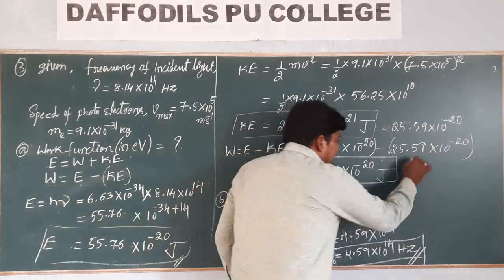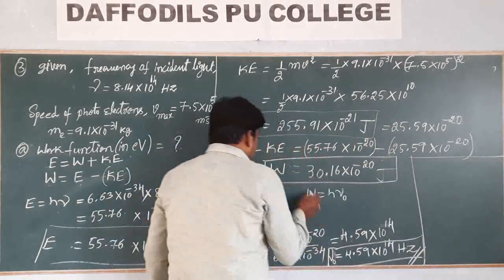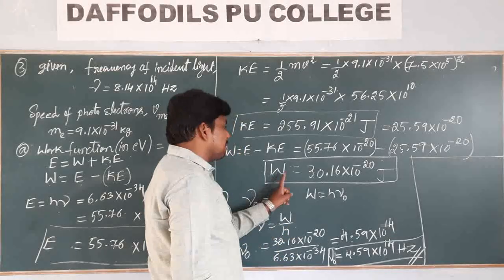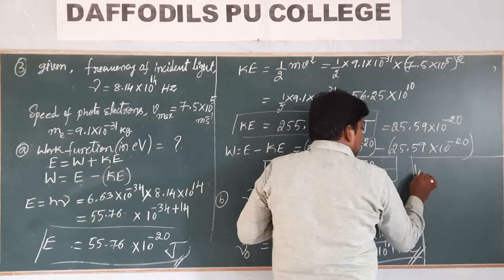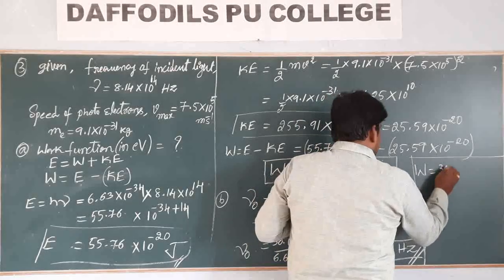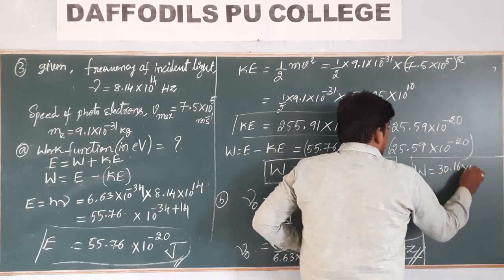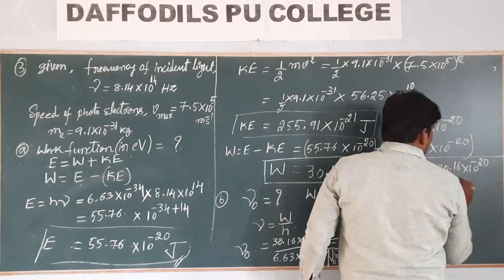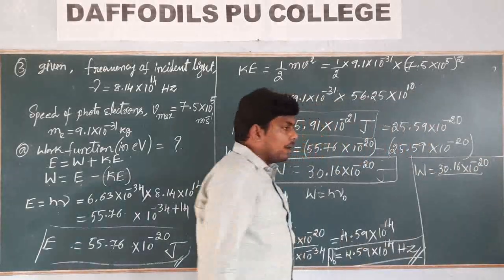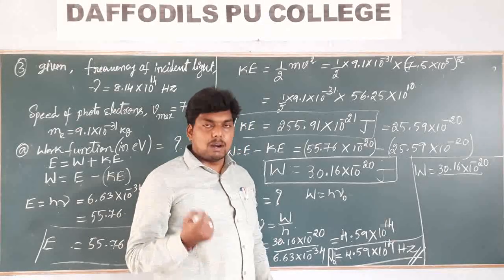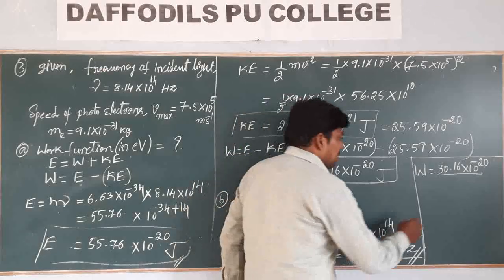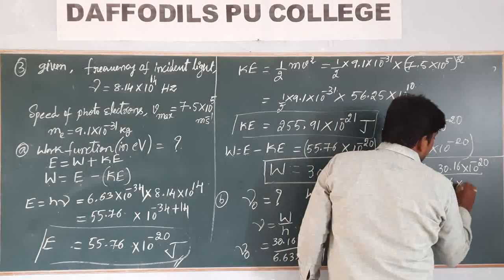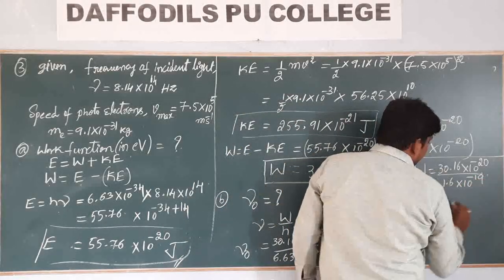Next, what we have to calculate? Work function we have already calculated, but we have to express it in terms of the electron volt. Joule into electron volt. That is 30.16 into 10 to the power minus 20. Joule to electron volt means we have to divide with the value of 1.6 into 10 to the power minus 19.